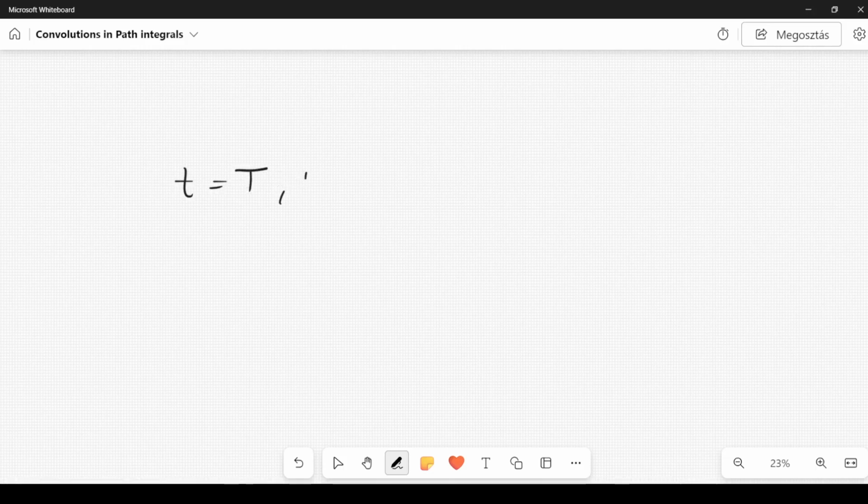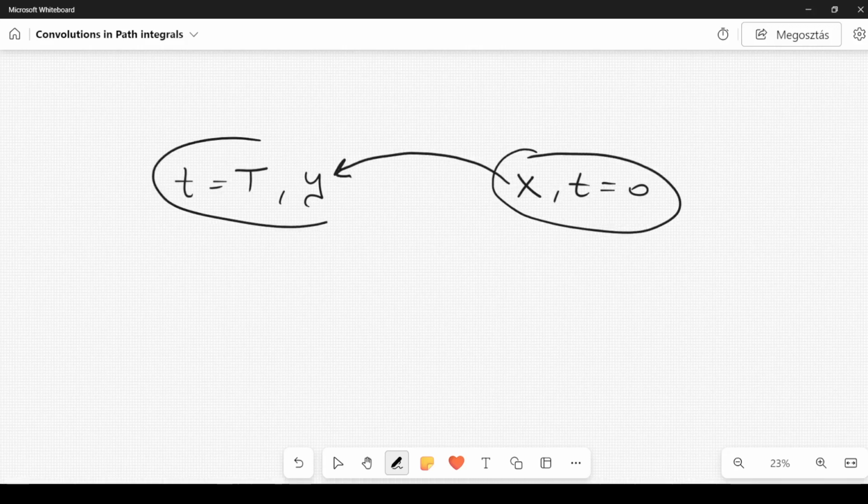T. So let's say this is point y at t equal to capital T. We start at x at t equal to 0. So we have some kind of evolution from this state to this state here. The amplitude is given by summing over all the possible paths or trajectories connecting these 2 points. Each path contributes a phase factor determined by the classical action associated with the path. So it's easier to write down than to explain in words.